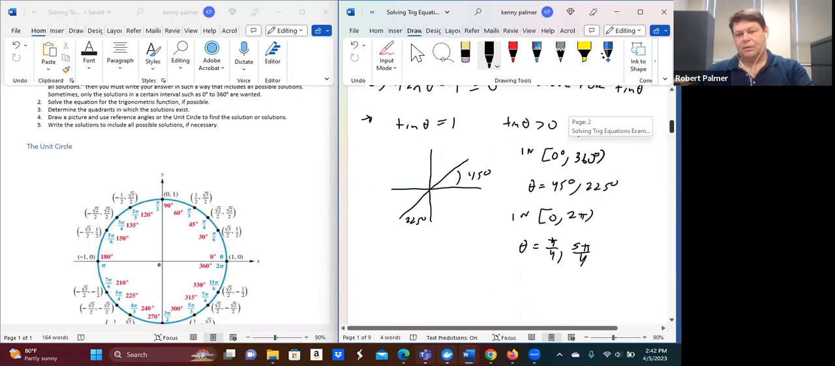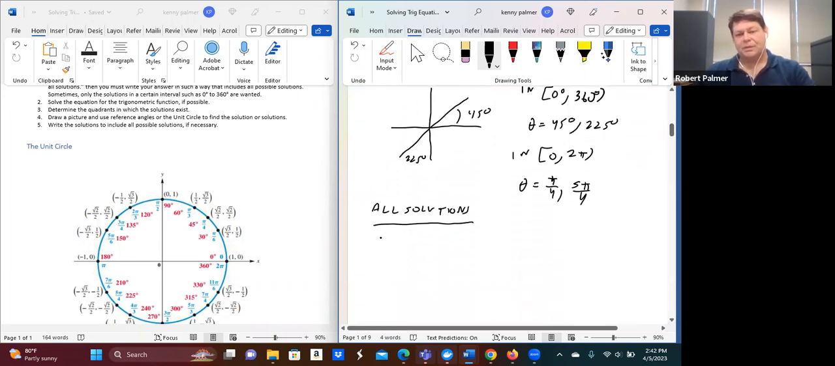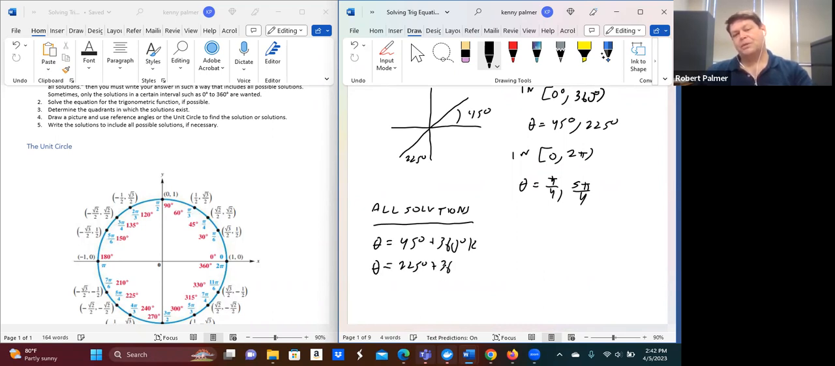First off, let's write both at the same time. Theta is equal to 45 plus 360k, and theta is equal to 225 plus 360 times k. But we can combine both of these. Since they're 180 degrees apart, we can write this as 45 degrees plus 180 times k, once again where k is an integer.